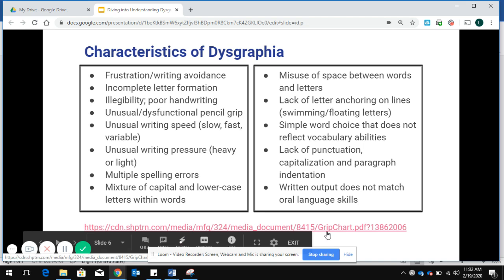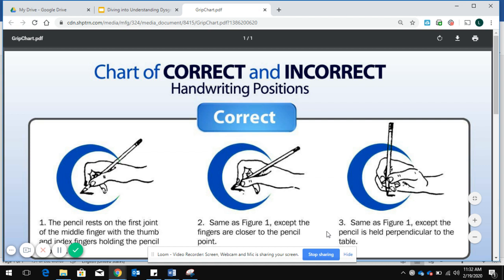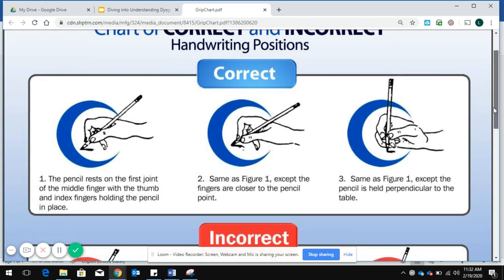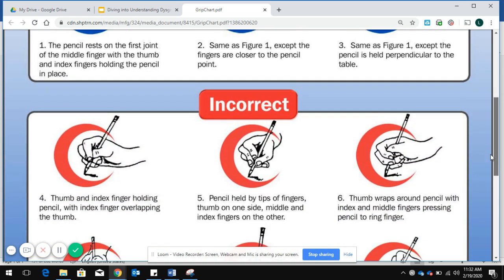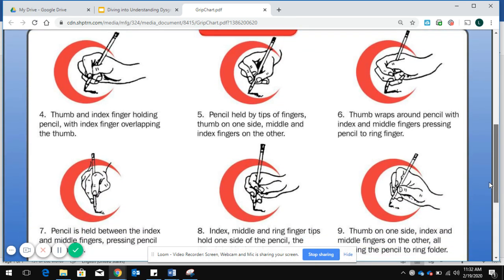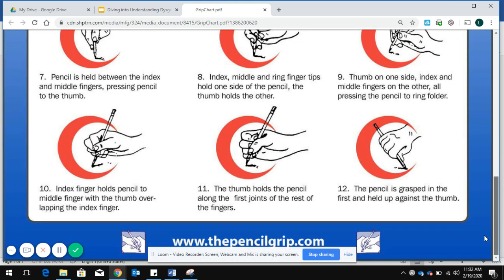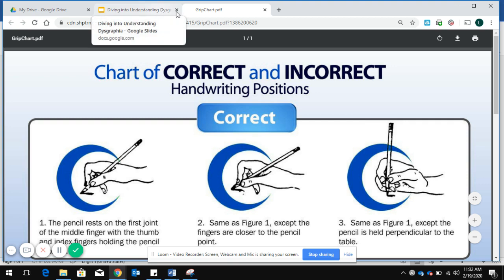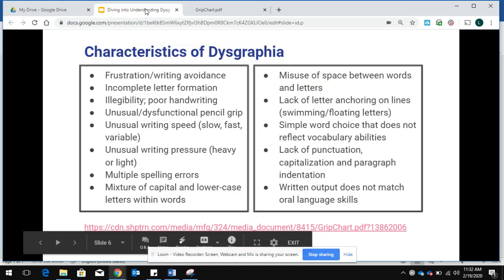I included this link in here, and it's just so we can have a better idea of what pencil grip looks like and what is correct and what is incorrect. So that is just for you to look at the different handwriting positions, and it gives you a simple way to explain what you're seeing in the student regarding the way they hold their pencil.